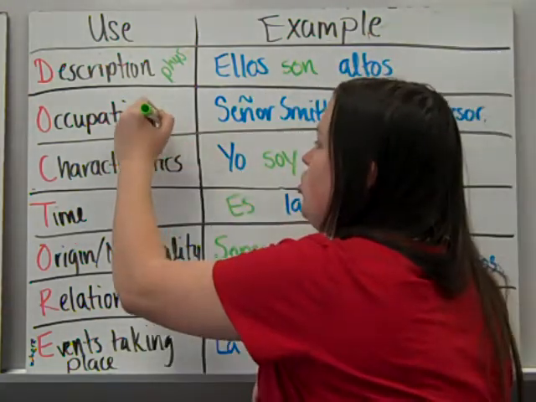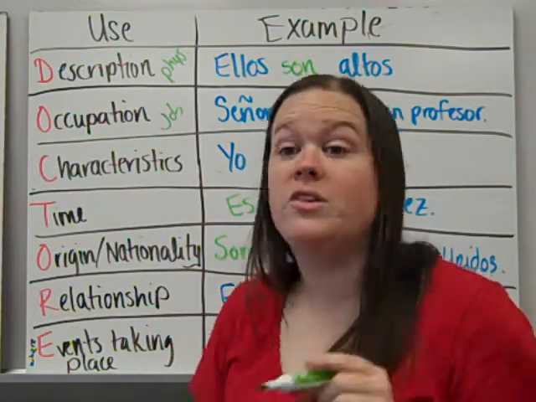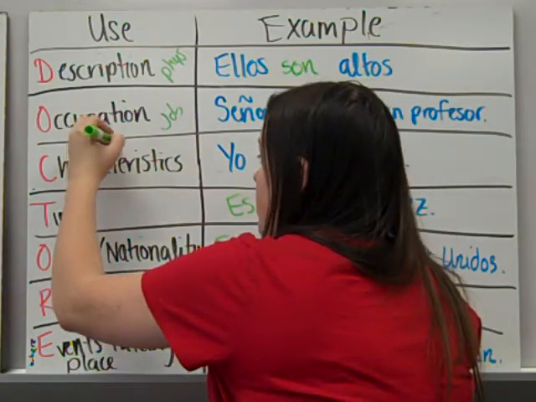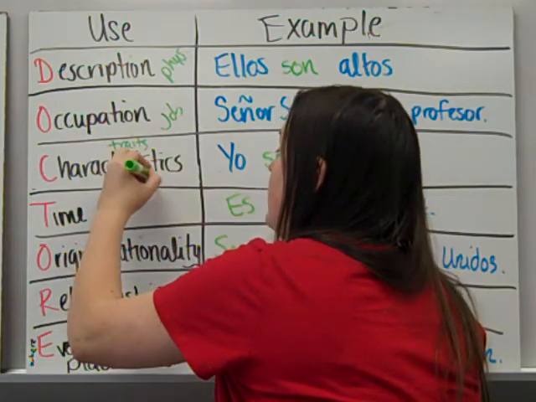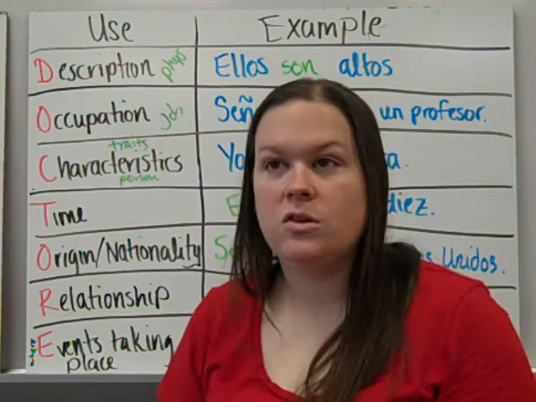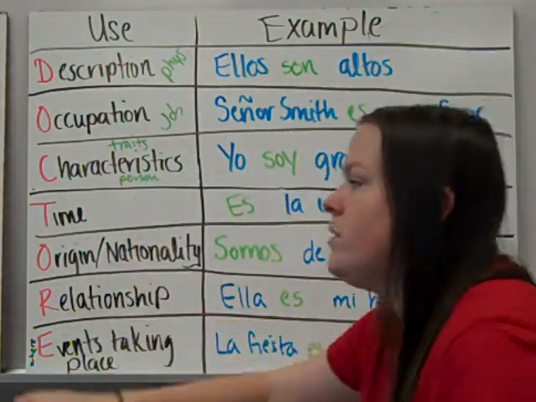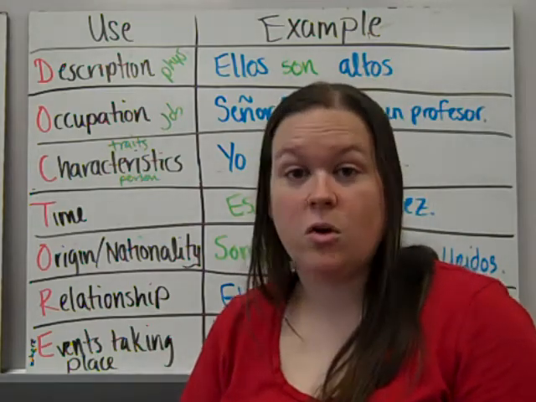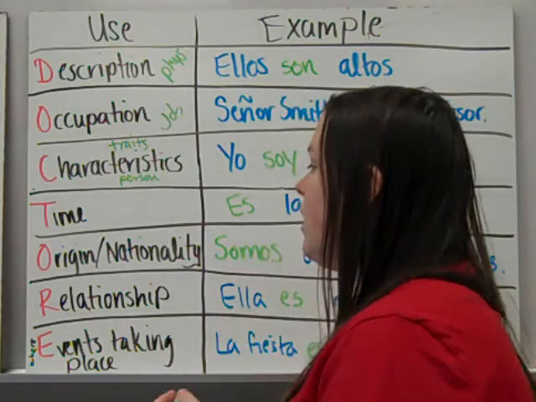Occupation is the same as a job. Characteristics, this is where you talk about their personality. So their characteristic traits or their personality. Funny, kind, mean, smart, interesting, anything like that. Time, so as you remember, es la and son las, talking about the time, it is the time.